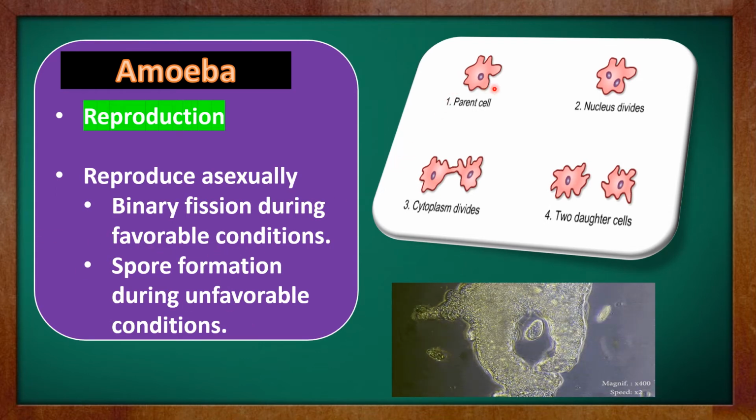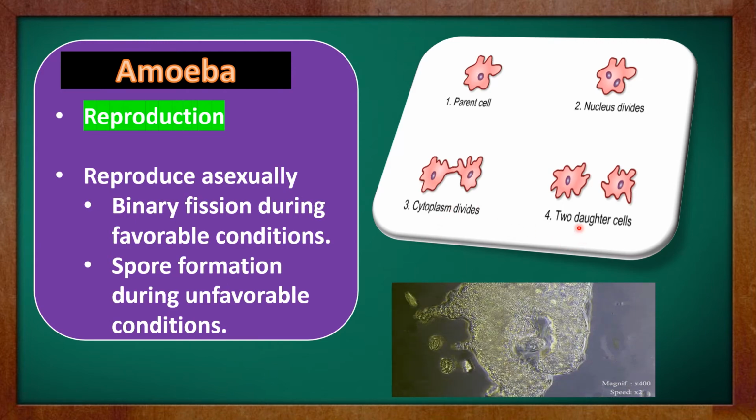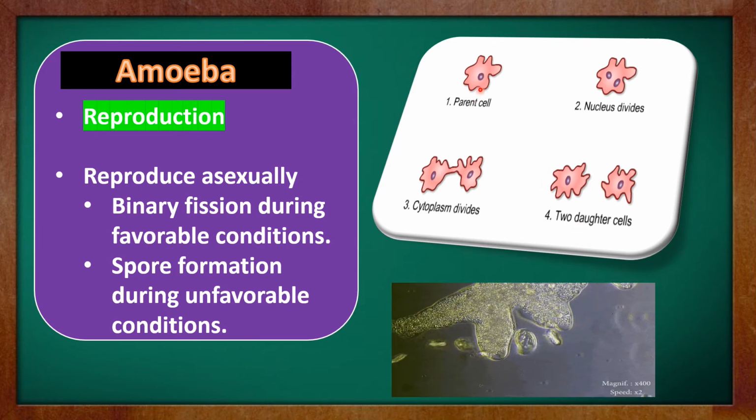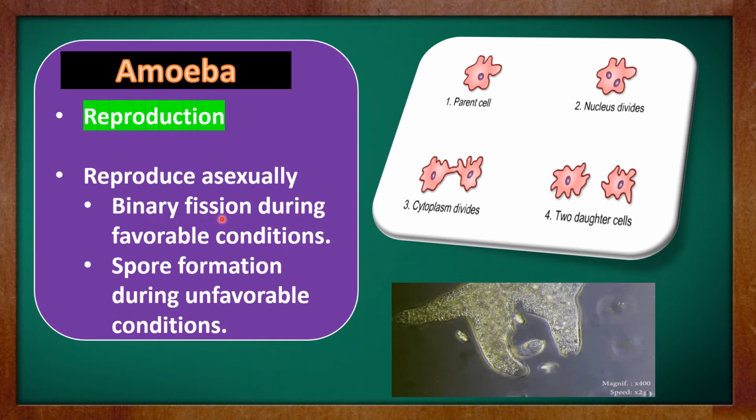We have this parent cell, and as you can see in step 2, the nucleus divides, then the cytoplasm divides, until it forms two daughter cells. So from one becomes two. This is what we call binary fission. It's going to split. Okay, spore formation if the condition is not favorable.